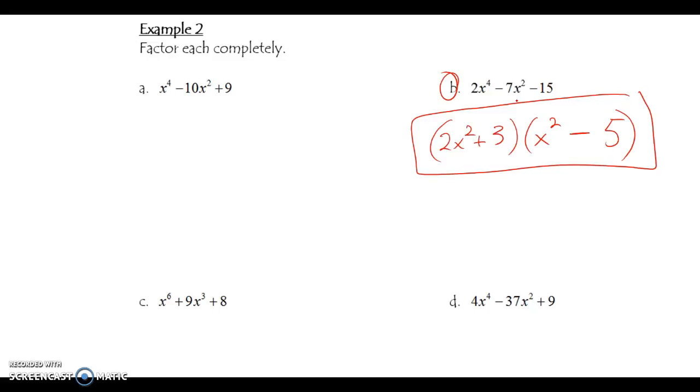I want you guys to try C. Pause the video and try C. Okay, we look at what I got for C, x to the 6 and x cubed, so I broke it down into x cubed times x cubed, which is x to the 6. That would give us 1, and 8, which gives us the middle term of 9x cubed. 8 times 1 gives us a constant of 8 on the end. Alright, so go through and complete some more of these examples in each set.